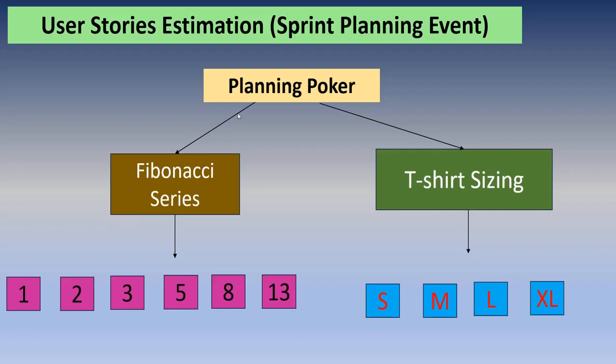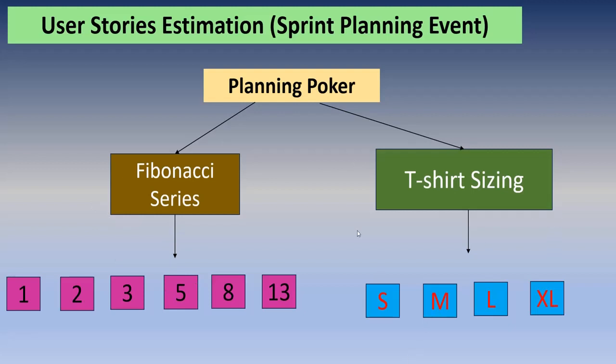We are going to estimate our user stories in two different methods. A few organizations will follow t-shirt sizing, and a few organizations will follow the Fibonacci series. It depends on the organization or the client. In the t-shirt sizing method, we give sizes like small, medium, large, XL for the user stories. I will explain t-shirt sizing first, then we will come to the Fibonacci series, because we are going to discuss the Fibonacci series in more detail.